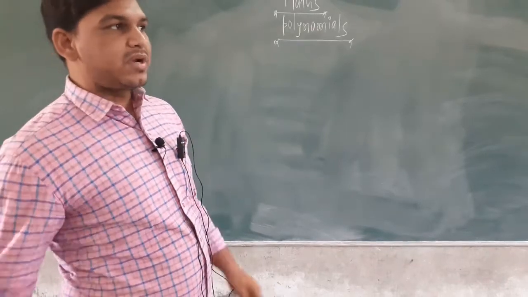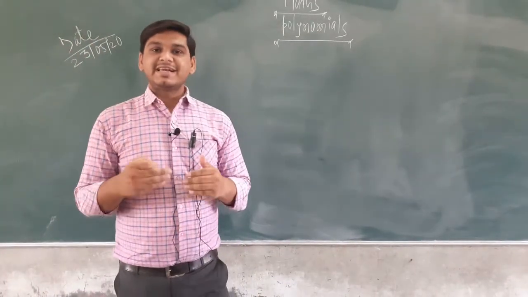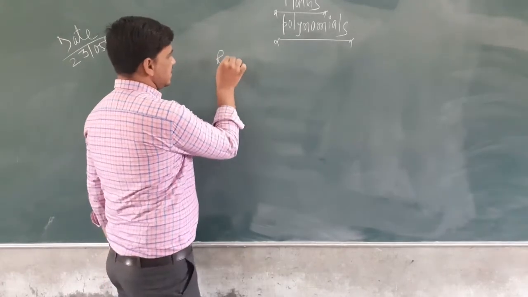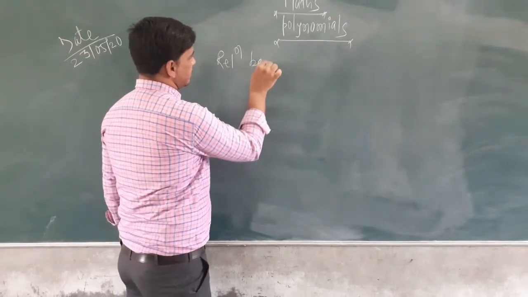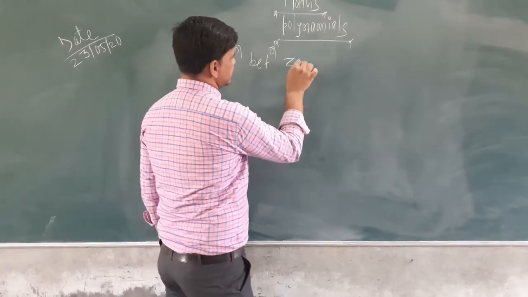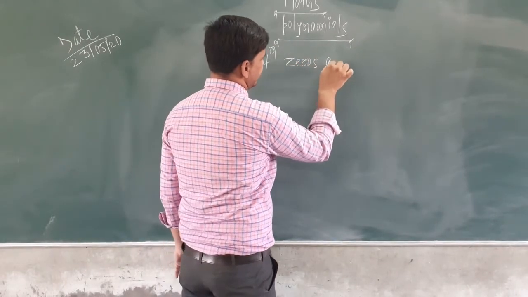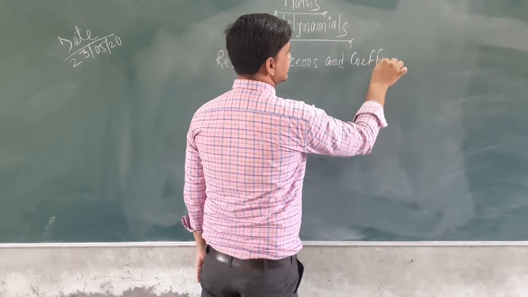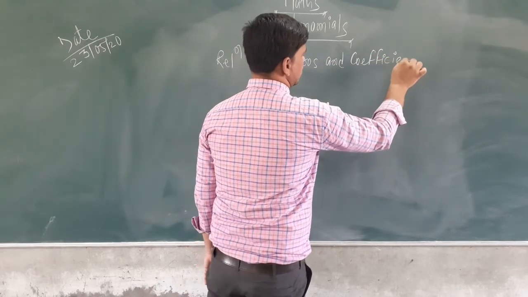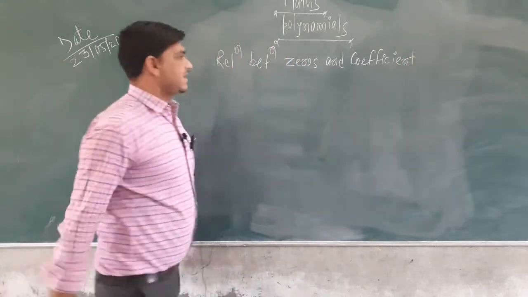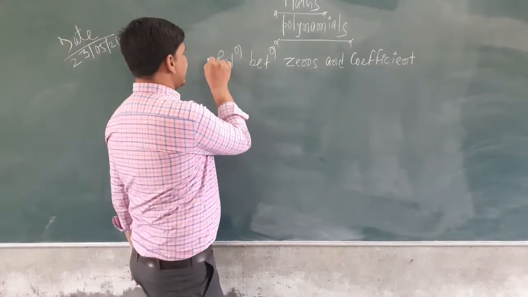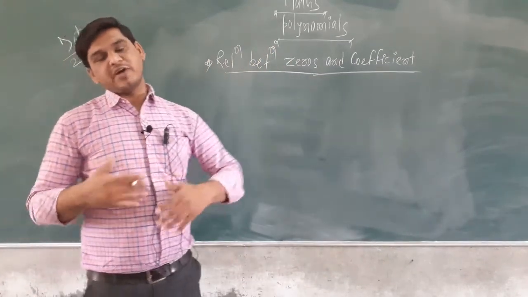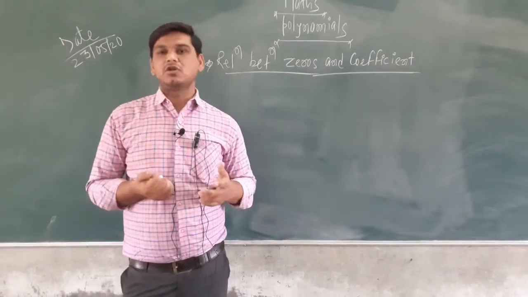Today we are going to discuss the relationship between coefficients and zeros. What a coefficient is and what a zero is, we discussed in the previous class. Now, first of all, if we want to find the zeros, it means the values of x.